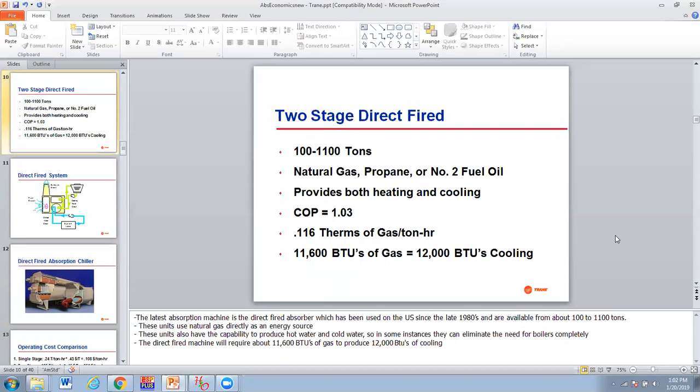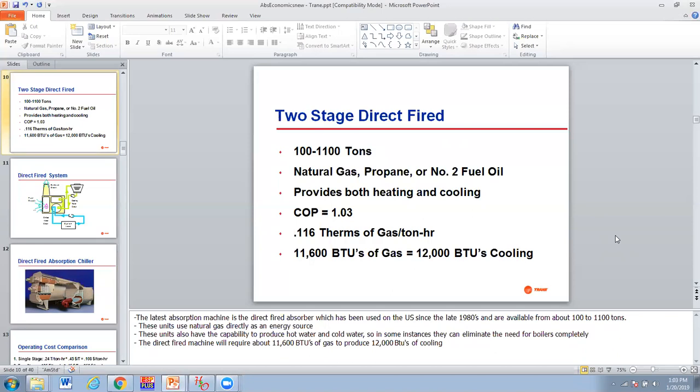Okay. This is the two-stage direct fired unit. The size on these is a high side of 1,100 tons down to about 100, pretty small. Fuels, typically it's natural gas. We could use propane or number two fuel oil. These days in the U.S., natural gas being fairly inexpensive would probably be the preference. Propane's pretty expensive compared to natural gas most places. And number two fuel oil is basically diesel without the additives that they would put in for transportation fuel.